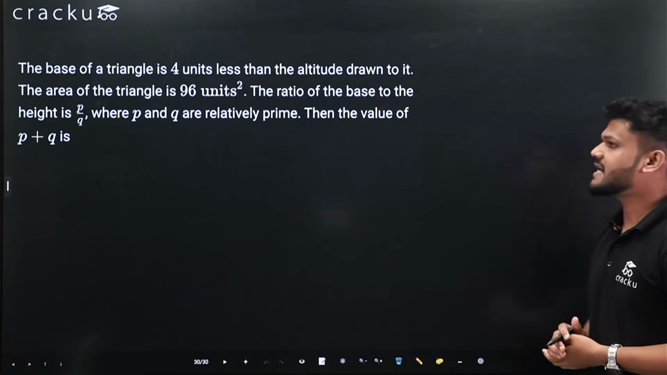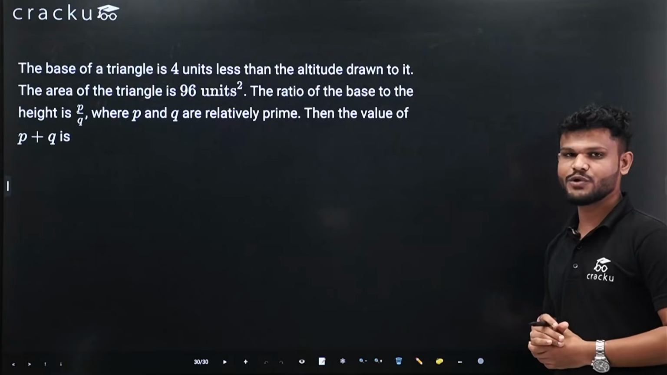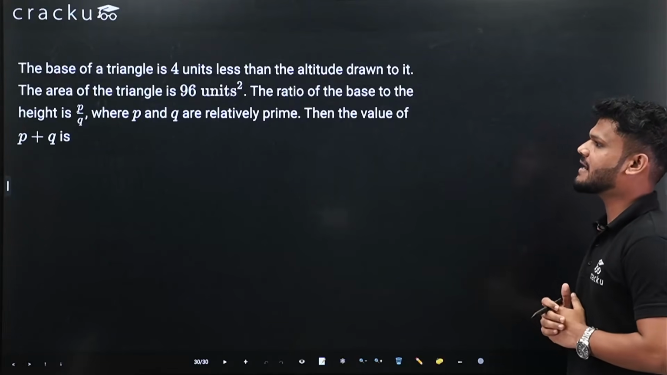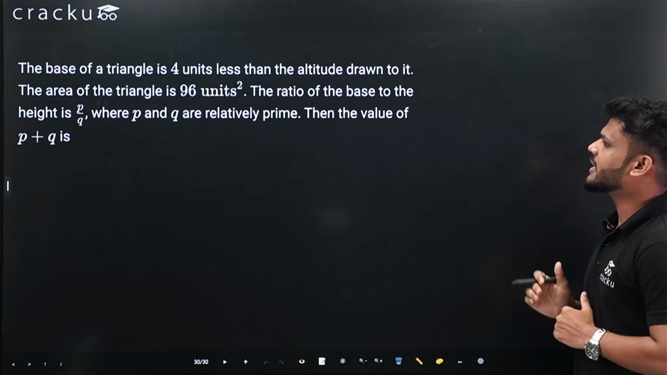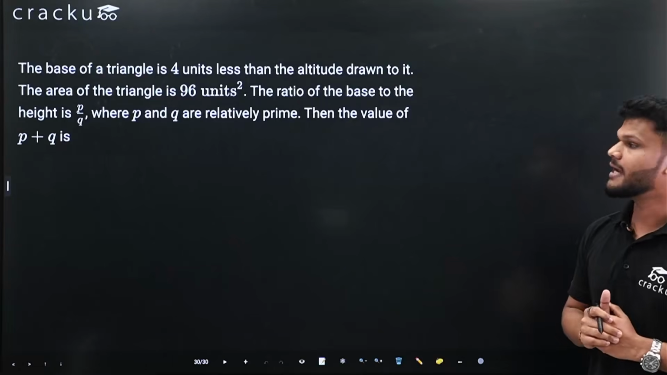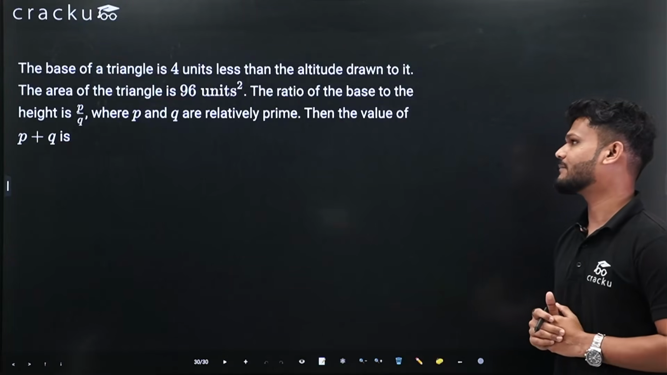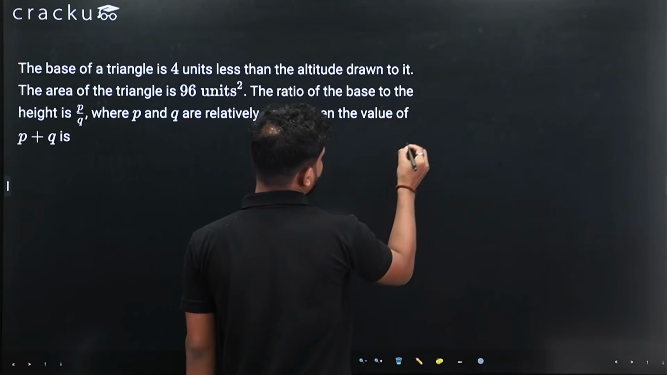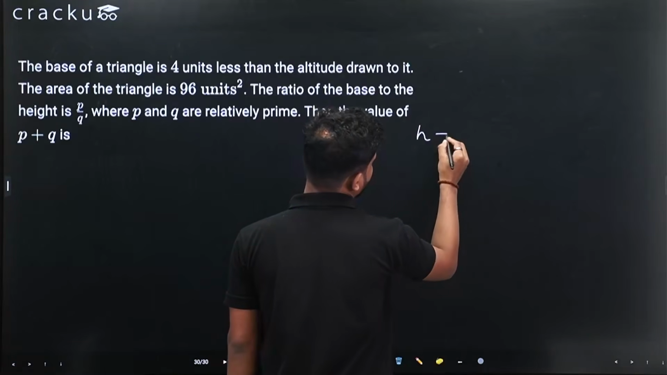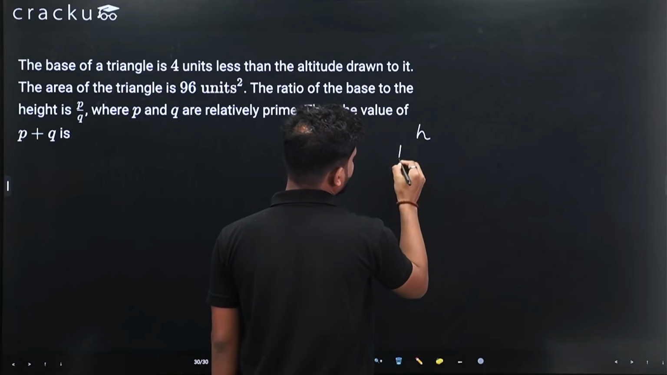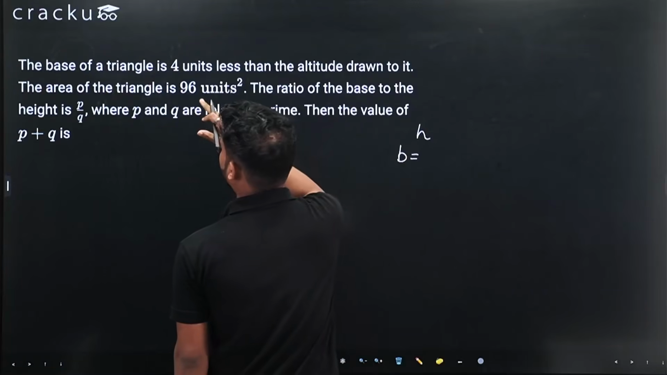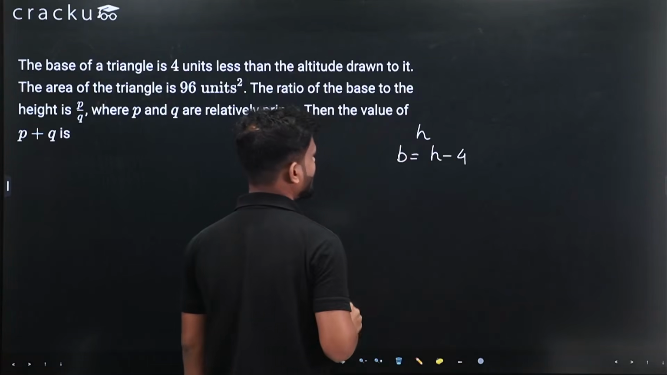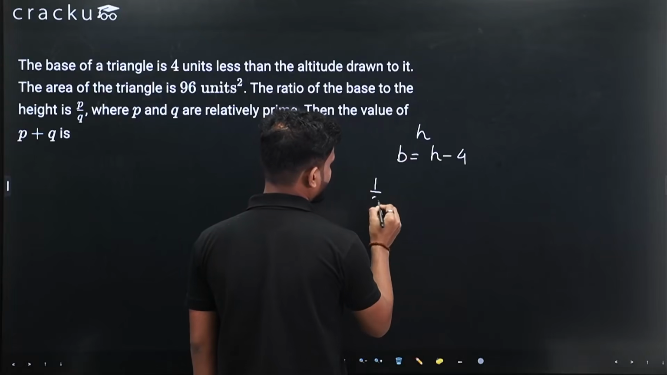In this question it is asked, the base of a triangle is 4 units less than the altitude drawn to it. The area of the triangle is 96 units square. The ratio of the base to the height is p by q, where p and q are relatively prime. Then the value of p plus q is what? Very easy. Let us say height is h. Then what will be the base? It is 4 units less than the height, so h minus 4.